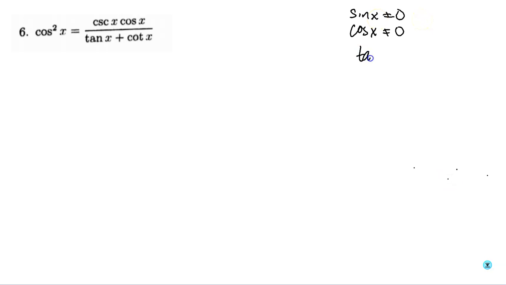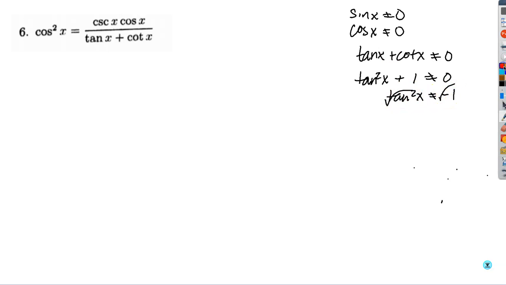Then we have a denominator, tan x plus cotan x can't be 0. You can solve this pretty easily by just multiplying everybody by a tan. That would give me tan squared plus 1 can't be 0. When I try to solve this, I get tan squared is equal to negative 1, which I can't take the square root of. So basically what I'm saying is that this part right here, there's never a time it's going to come out to 0. So this doesn't add any issues.